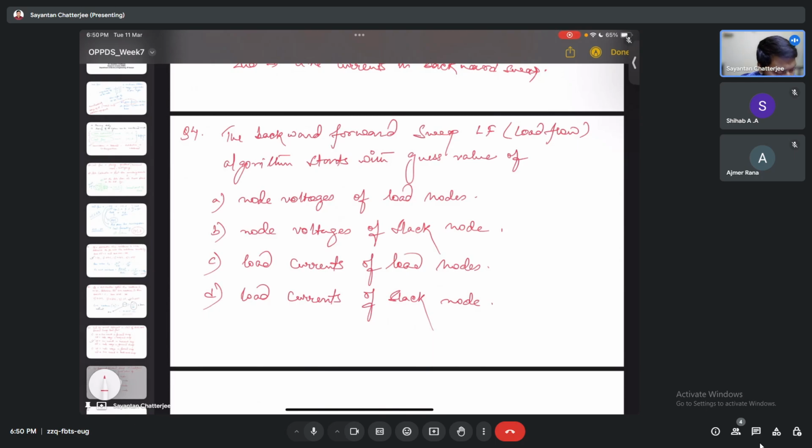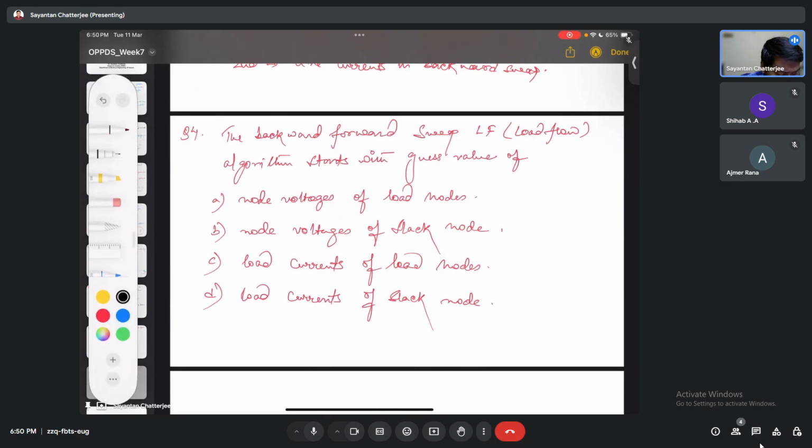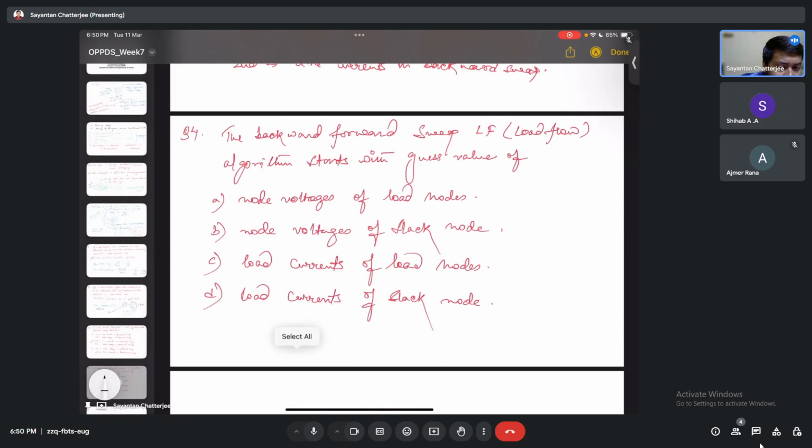The backward forward sweep load flow algorithm starts with the guess value of node voltages of load nodes, node voltages of slack node, load currents of load nodes, and load currents of slack node. Which one is correct? We need to take a guess solution. Yes, A. Node voltages of load nodes. Yes.